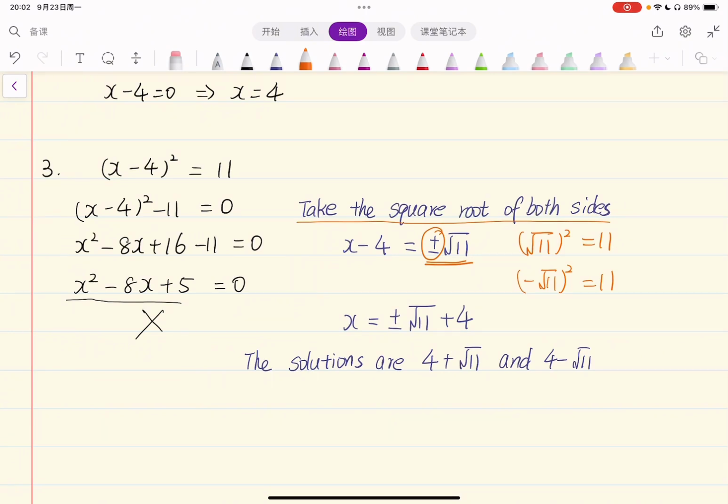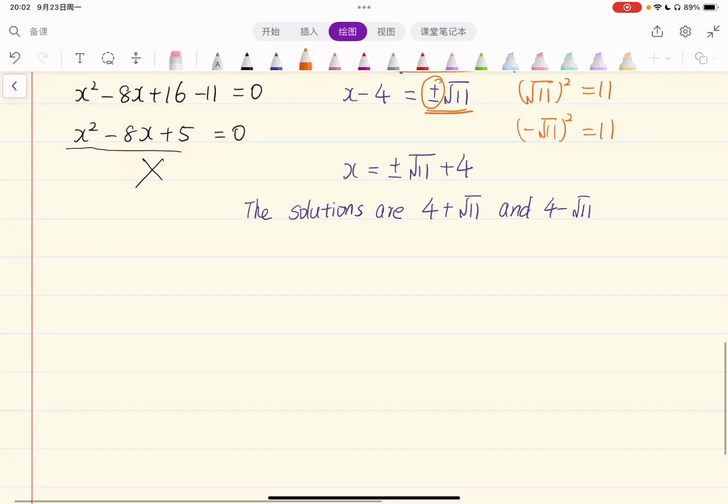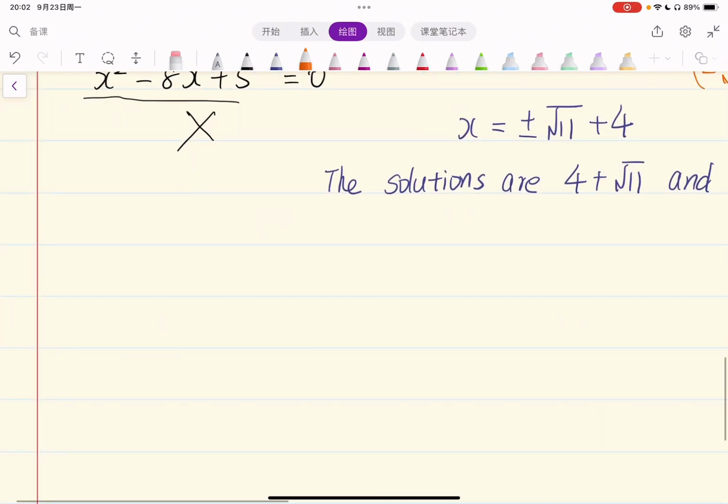As we can see, not all quadratic equations can be factorized. So we introduce the second method to solve quadratic equations. The second method is using the quadratic formula.